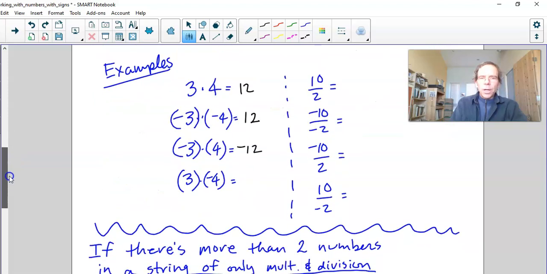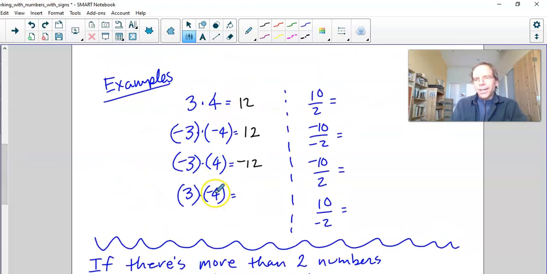Let's do these division ones. Well, let's finish up the multiplication. The last one here, again, is a positive and a negative, so we're going to get a negative result. Division, same idea. Divide two positives, we're going to get a positive. 10 divided by 2 is 5. Negative 10 divided by negative 2, both are negative, result is positive.